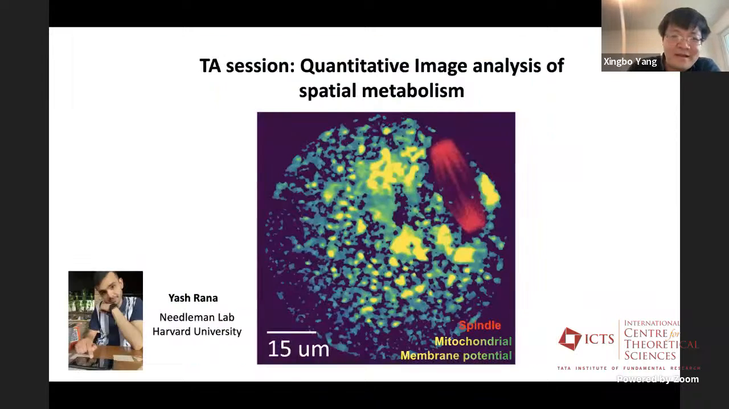With that being said, I think Yash will lead the TA session to give you some hands-on experience on the quantitative image analysis of spatial metabolism, which, as shown in this research, is very useful. Given the techniques we described, now is a great time to dive in and see how we can use those tools to solve spatial-temporal metabolism questions.